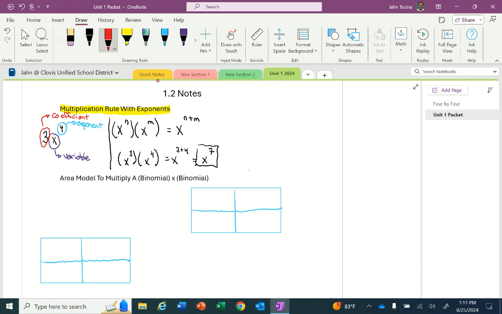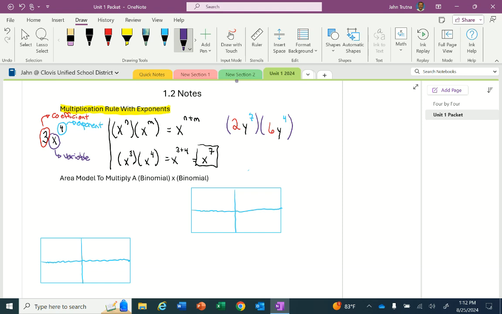Now, the question becomes, what happens if you have a coefficient? So let's say you have 2, and then you have a y, we'll use y as the variable now, with an exponent of 7, and you're going to multiply that with 6, and the variable is y. The variables have to be the same in order for this rule to apply. So you can't have a y and an x. Okay, and then this other y has an exponent of, let's say, a 4.